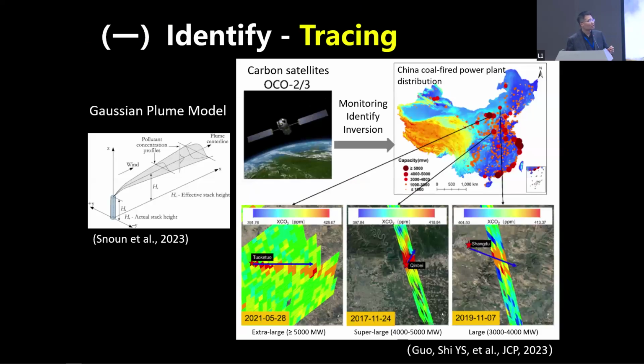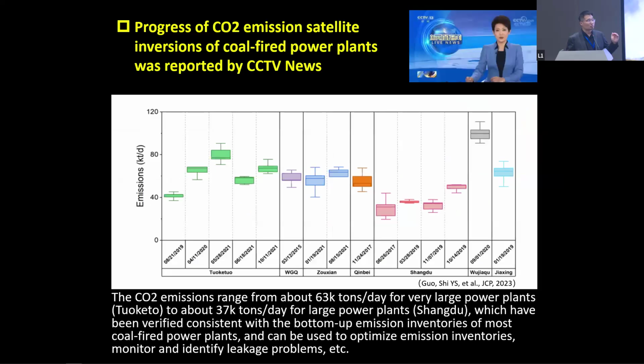Another example shows we can use satellites to monitor coal burning power plants, the bigger power plants over China. And from satellite, we can estimate the emission amount of these plants. This provides us a top-down approach to measure and control the emission of carbon.